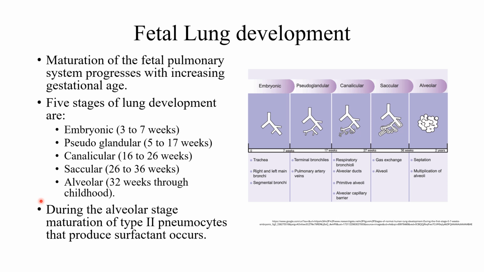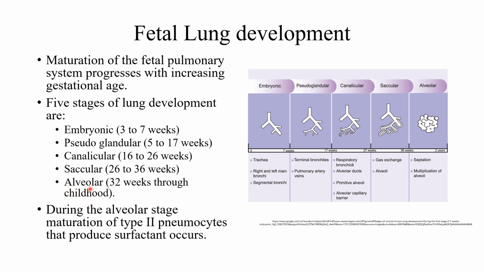So to understand formation of surfactant in the neonate, let's look slightly at a bit of embryology. We're not going to talk about embryology in depth. The fetal lung maturation progresses with increasing gestational age. We have 5 stages of lung development, but the stage I want us to focus on is the alveolar stage. This ranges from 32 weeks through childhood.